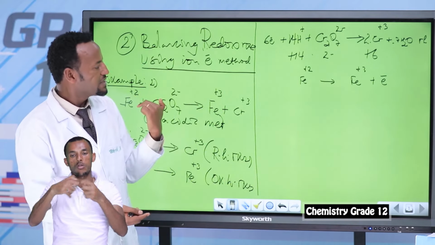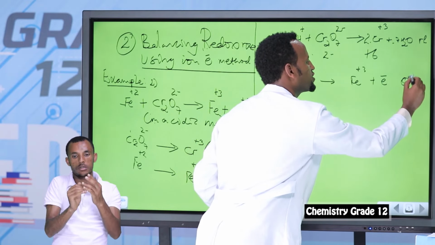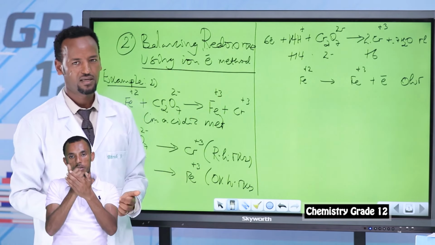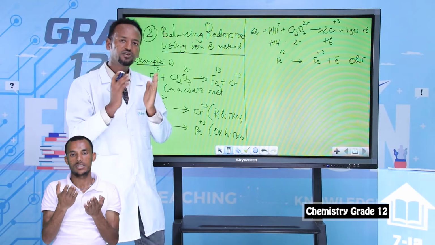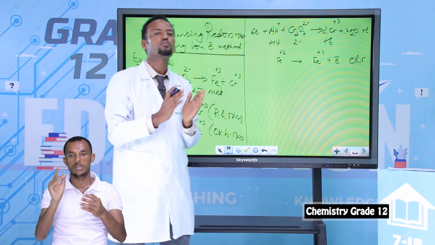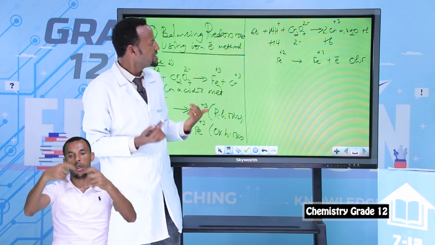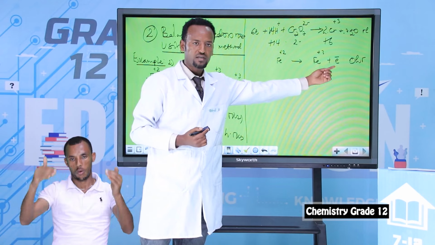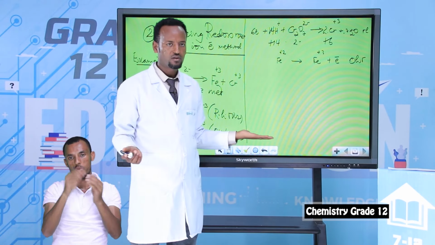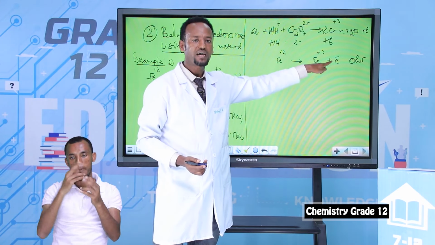Now the second step. This reduction half reaction is already balanced. This is the oxidation half reaction. The oxidation half reaction is balanced. But, you know, in a redox reaction, the number of losing electrons and the number of gaining electrons must be equal. Now, in this case, the number of losing and gaining electrons are not equal. The number of losing electrons is 1. The number of gaining electrons is 6. Students, are the numbers of electrons equal? No.